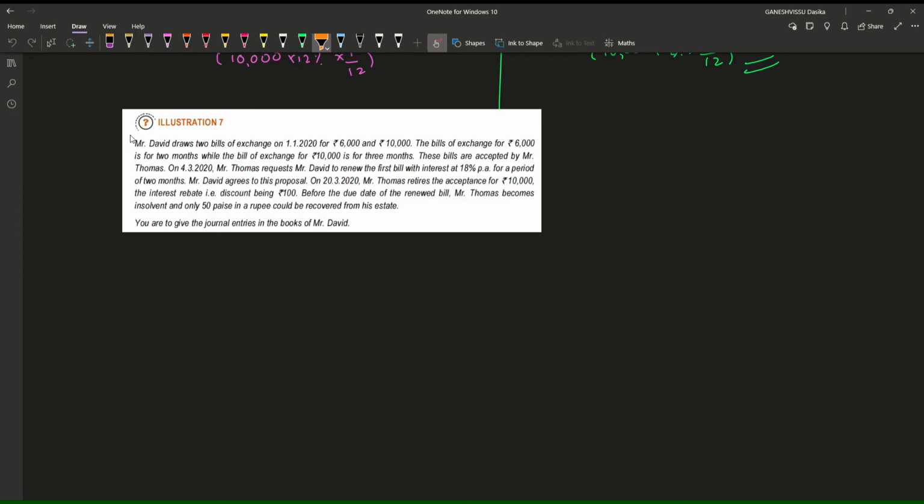Let me continue from the fourth line, which is on 20th March 2020, Mr. Thomas retires the acceptance for 10,000 rupees. The interest rebate, that is discount, being 100 rupees. Before the due date of the renewed bill, Mr. Thomas becomes insolvent and only 50 paisa in a rupee can be recovered from his estate. We are required to give the journal entries in the books of Mr. David. Very good question, actually.